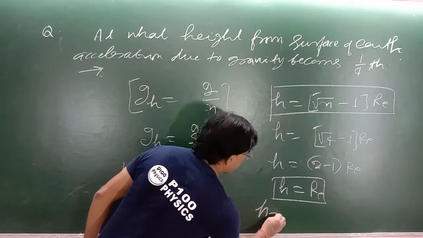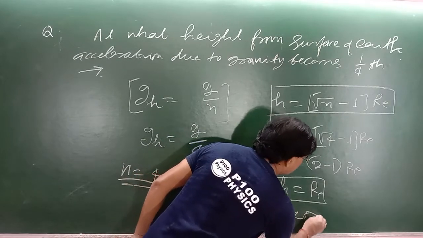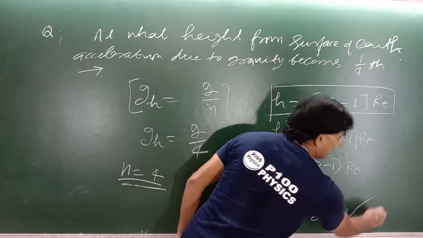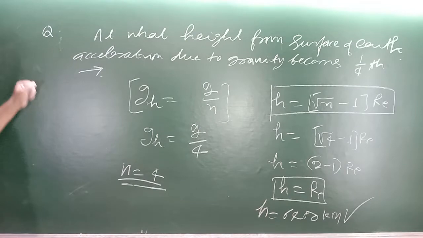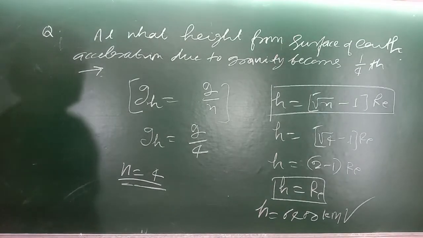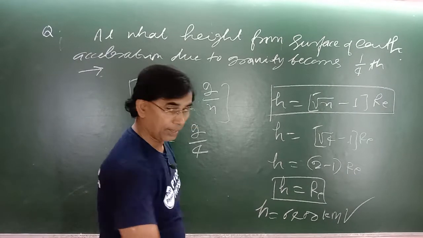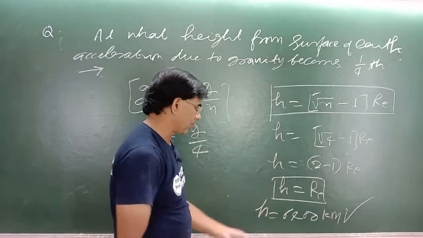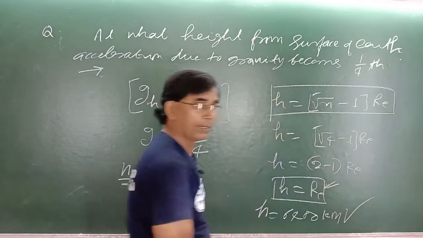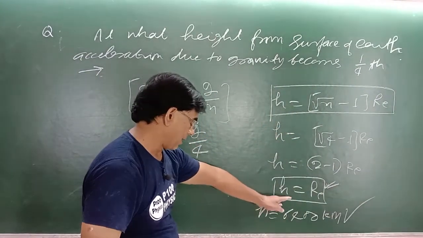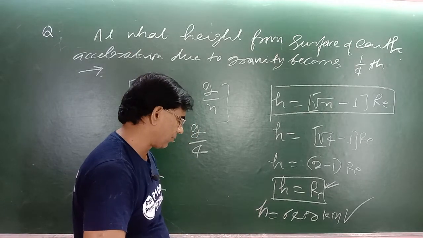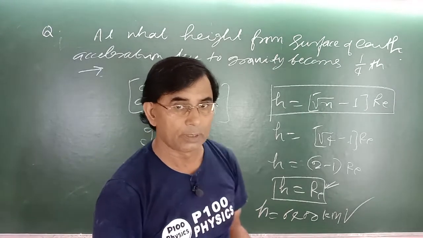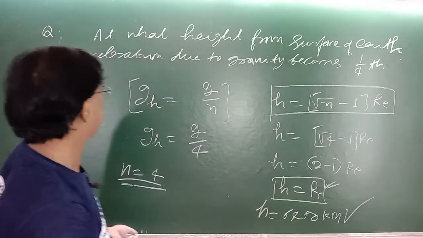Means at what height? 6400 kilometer. That is the answer. The final answer of this question becomes h equal to Re, and the numerical value of Re is 6400 kilometer. Therefore, the final answer will be 6400 kilometer.